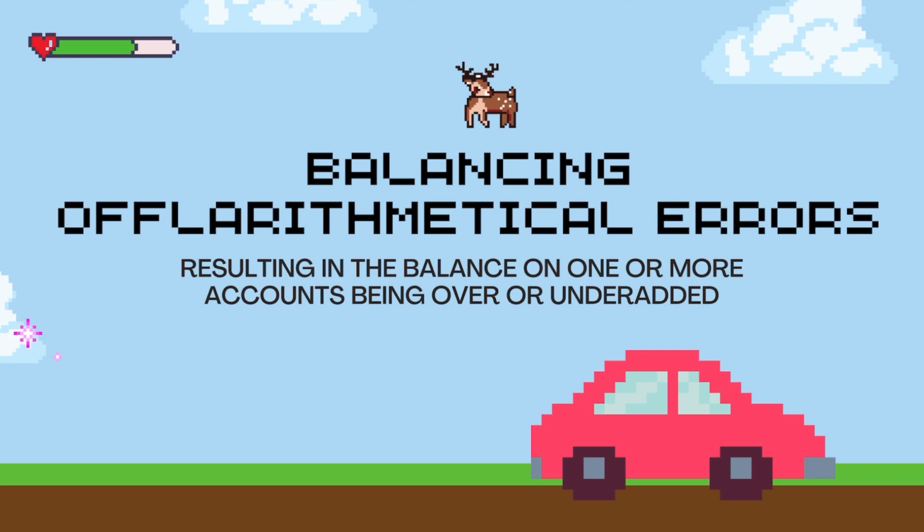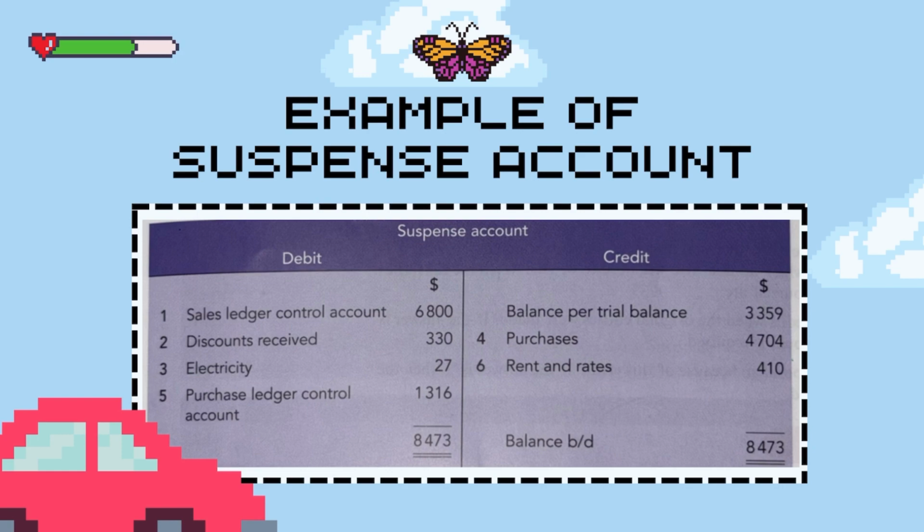Next, she saw arithmetical errors, resulting in the balance on one or more accounts being over or under added. This is an example of a suspense account.